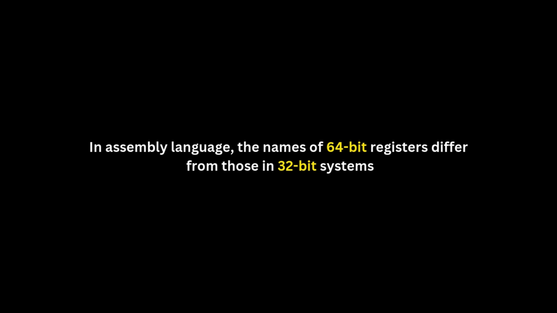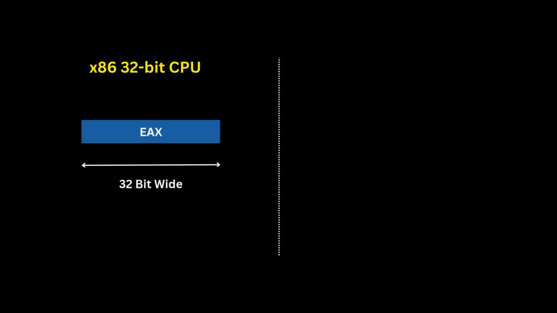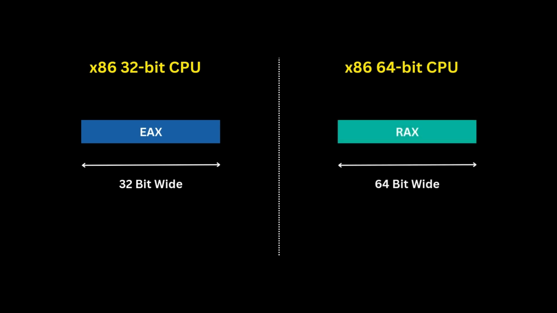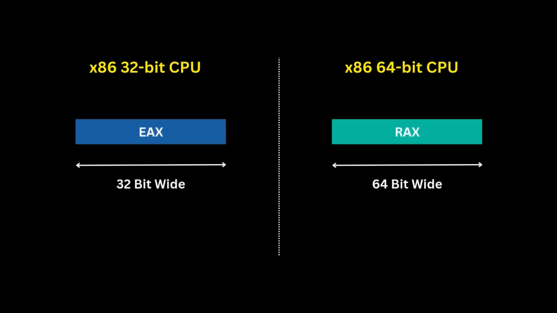In assembly language, the names of 64-bit registers differ from those in 32-bit systems. For example, in an x86 32-bit CPU, the EAX register is used, but in an x86 64-bit CPU, its equivalent is the RAX register, which can hold 64 bits of data. This is why a binary built for a 64-bit CPU can't run on a 32-bit machine. The register names and sizes are different.